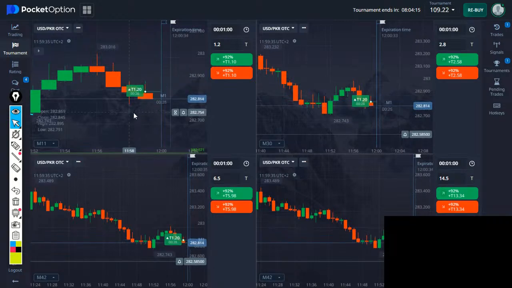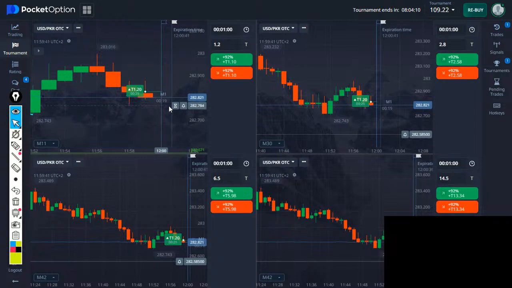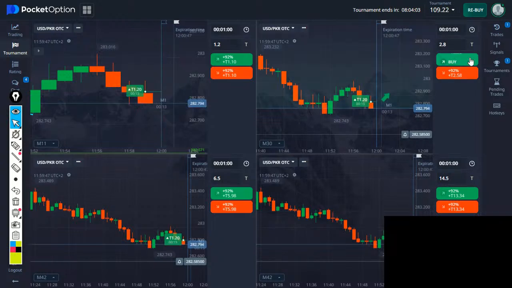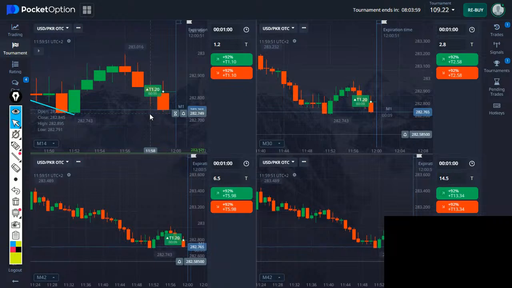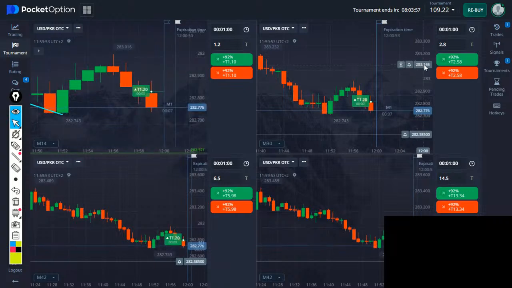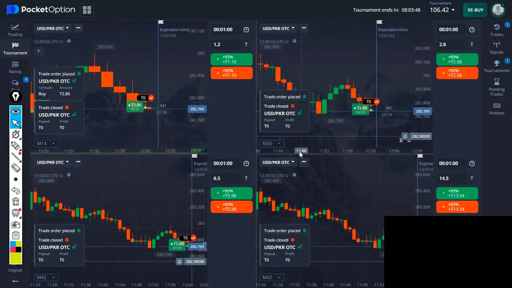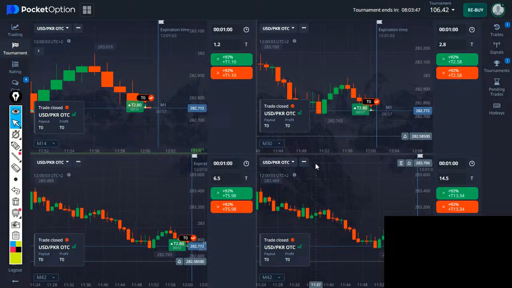Come on, baby, keep on going. I think this is gonna lose, so we go for a buy on the second step of the martingale. See the rejection? It's rejecting. So we'll go for a buy here as well.